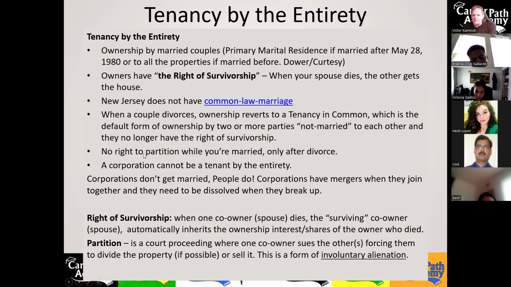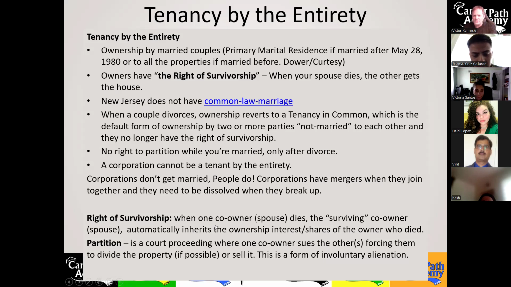Now, no right of partition is allowed while you're married, because you've got other issues if you have to sue your spouse because you want to move and they don't want to, and you take them to court to force them to sell the property. No, that's not allowed while you're married, only after you're divorced. And if you're looking to sue your spouse, it looks like that's the direction you're going. A corporation can never be a tenant by the entirety because corporations don't get married. People do. Corporations, when they get together, have a merger. And when they break up, they dissolve.